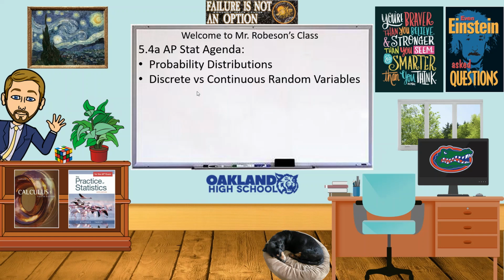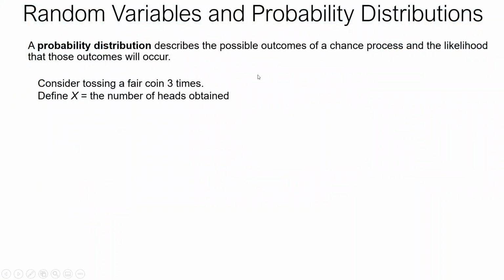We are taking a look at probability distributions and discrete versus continuous random variables today in AP Statistics. All right, so first up, what is a probability distribution? Well, we've kind of gone over this before. We've said it's all the values that the variable can take and all the probabilities that go with it.